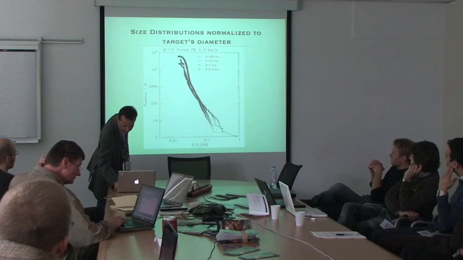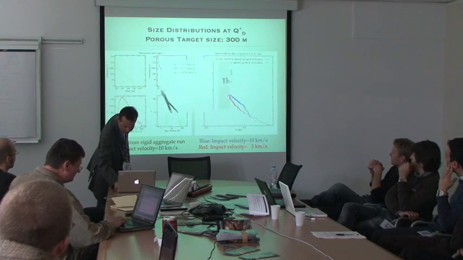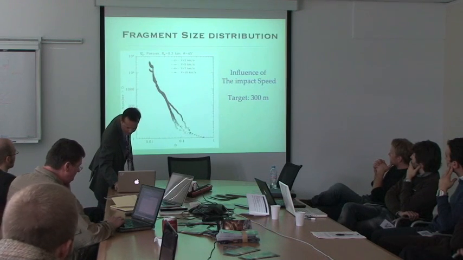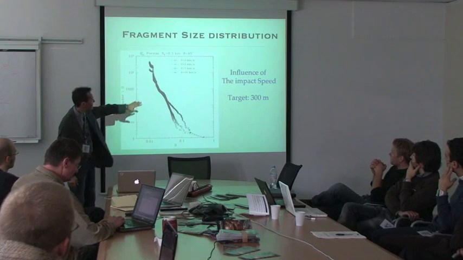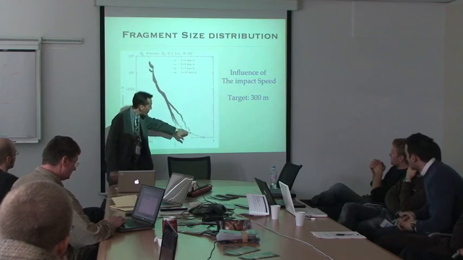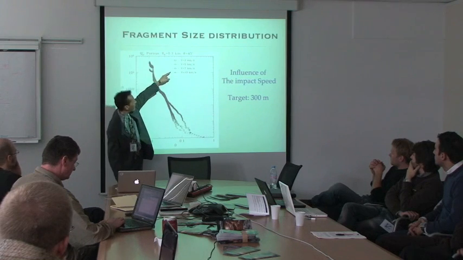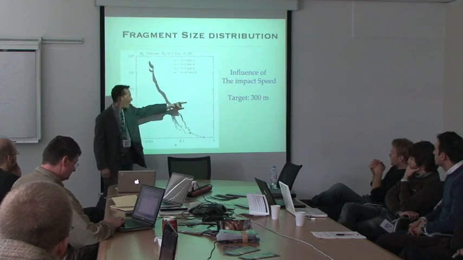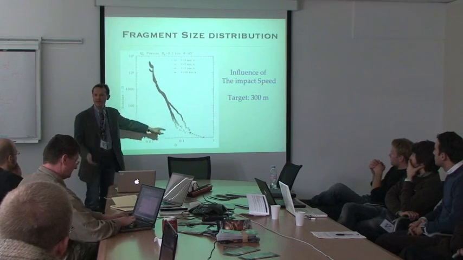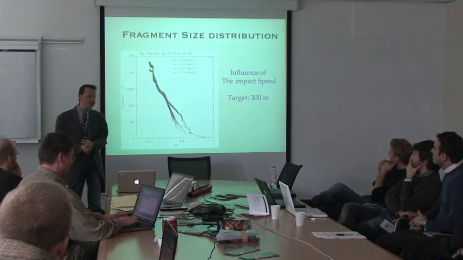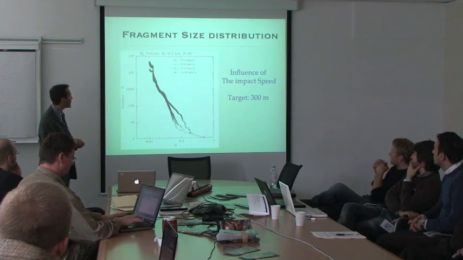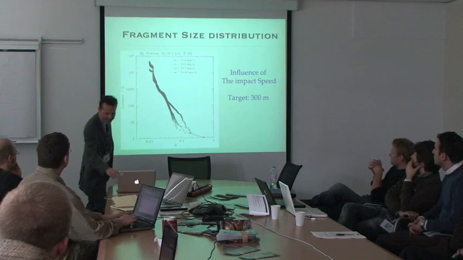And also, for different impact speeds, basically you get about the same size distribution. These are curves for different impact velocities from 3 km per second to 10. I took a target of 300 meters because this is the most relevant for a deflection, like for Apophis, for instance.